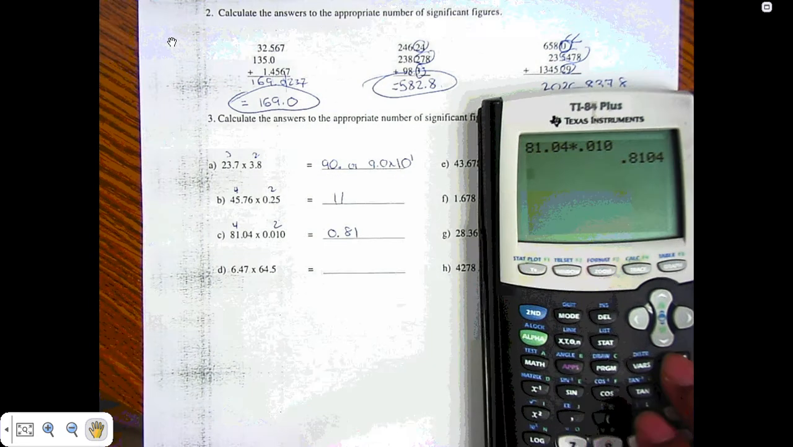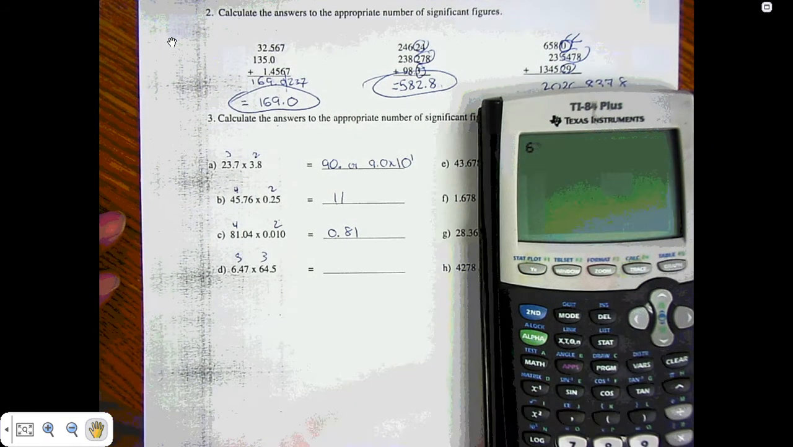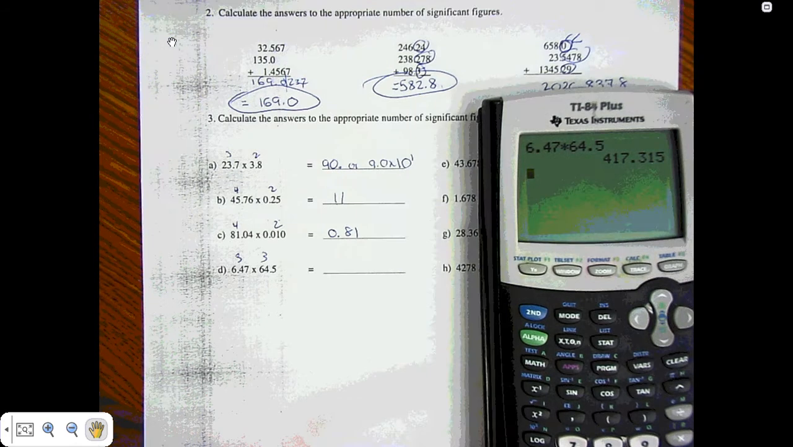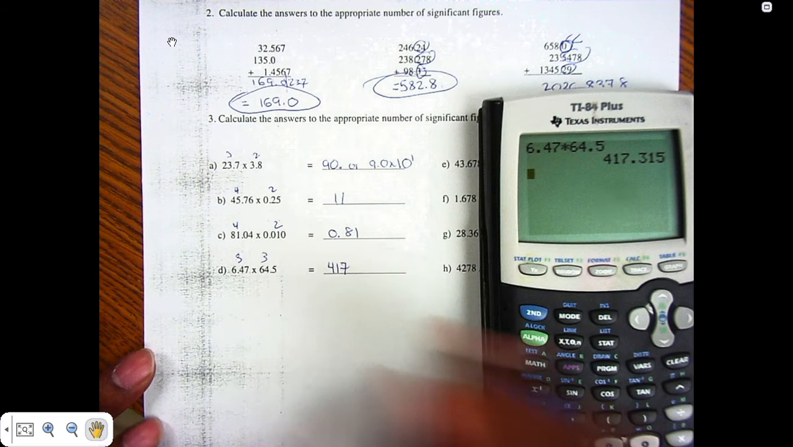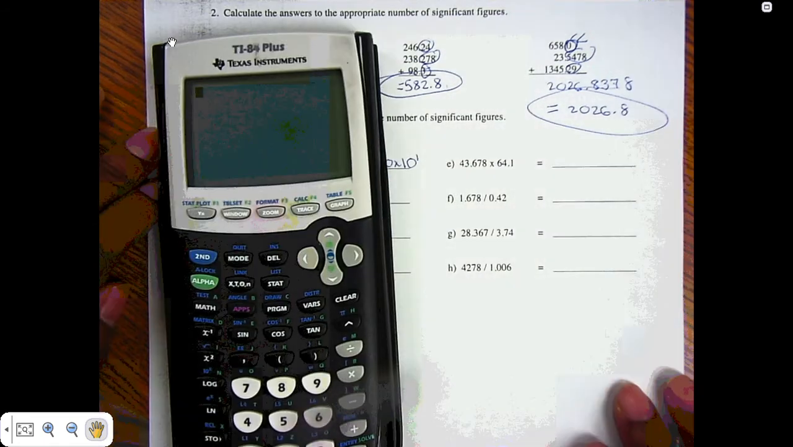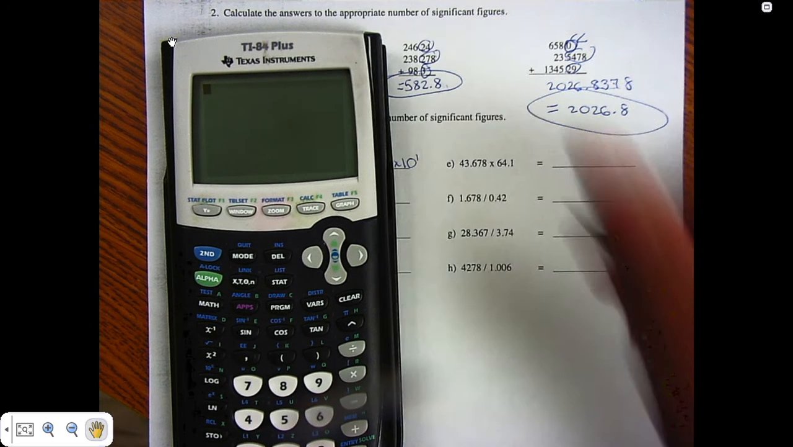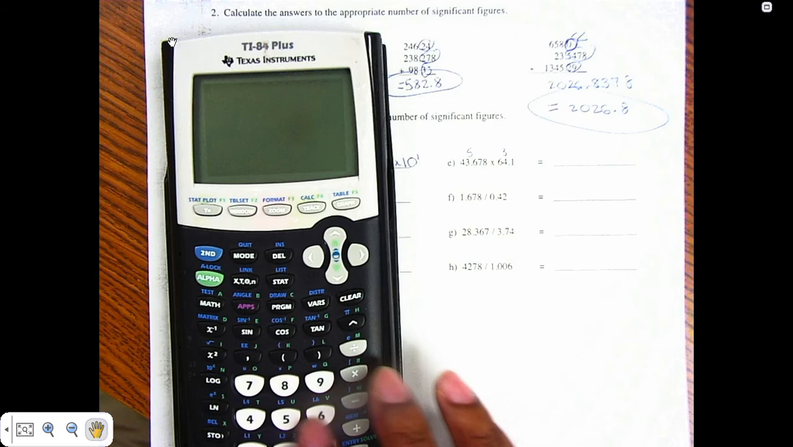Alright, moving on, we have 3 sigs here, 3 sigs here. Our answer is going to have 3 sigs. So 6.47 times 64.5 yields 417.315, but our answer has to have 3, so we're going to make that 417. Alright, and let's switch gears here. 43.678 times 64.1. This guy has 5, this guy has 3. Let's multiply them out and see what answer we get.